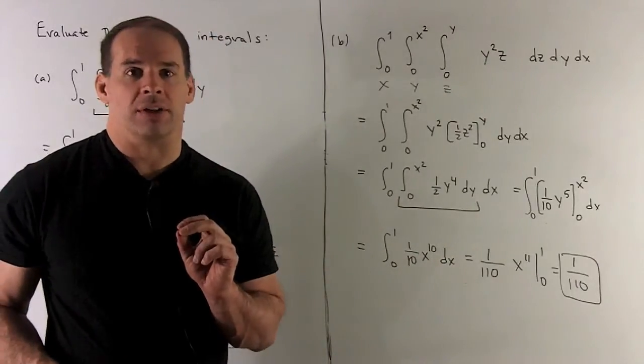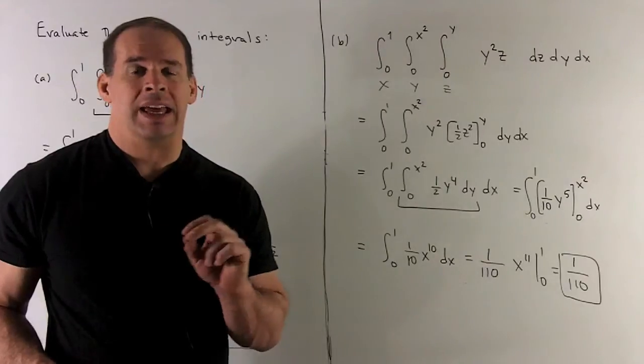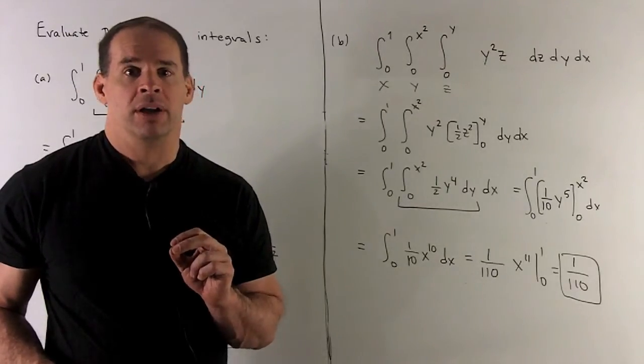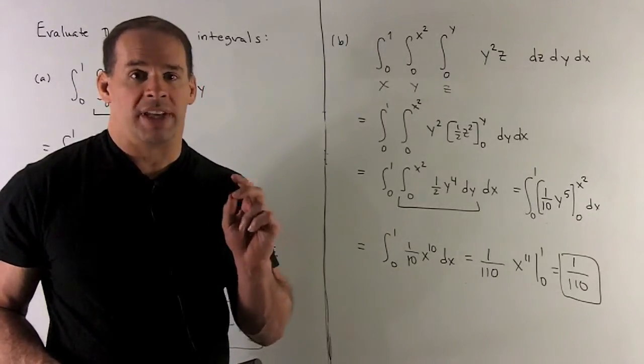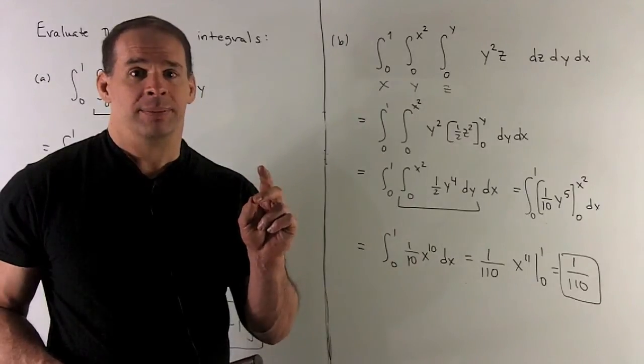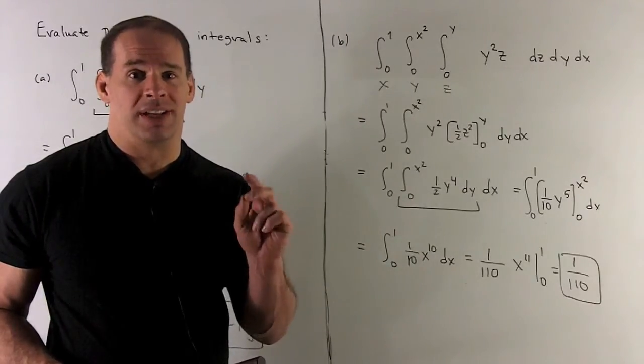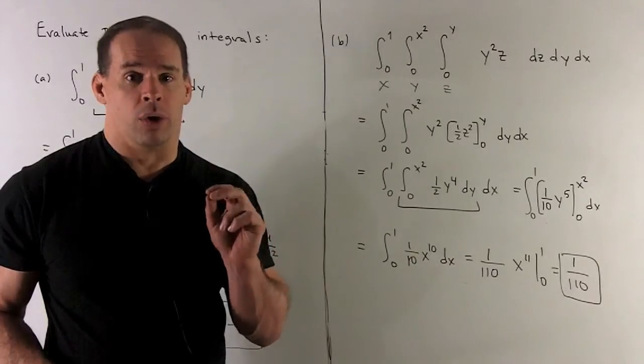This one, we're down to the single variable case, so it's a straight shot. Add 1 to the exponent, flip over. I have 1 over 110 x to the 11th. We're going to evaluate at 1 and 0, take the difference, and that gives me 1 over 110.